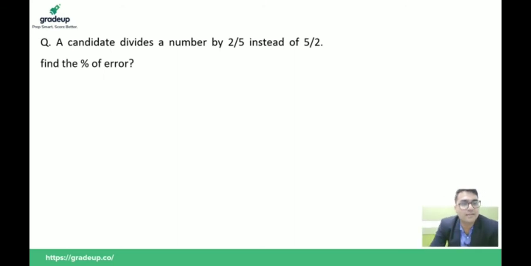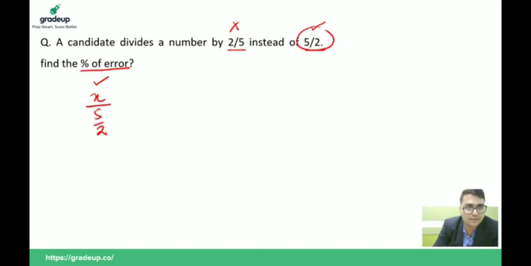Guys, in this question we have been given that a candidate divides a number by 2 by 5 instead of 5 by 2. Means he wants to divide by 5 by 2, but by mistake he divides by 2 by 5. Then find the percentage of error. If he wants to divide x by 5 by 2, then this will be the right answer. But he divides x by 2 by 5 mistakenly. So this will become 2x by 5, and the right one will become 5x by 2. So this is the wrong answer, and this is the right answer.